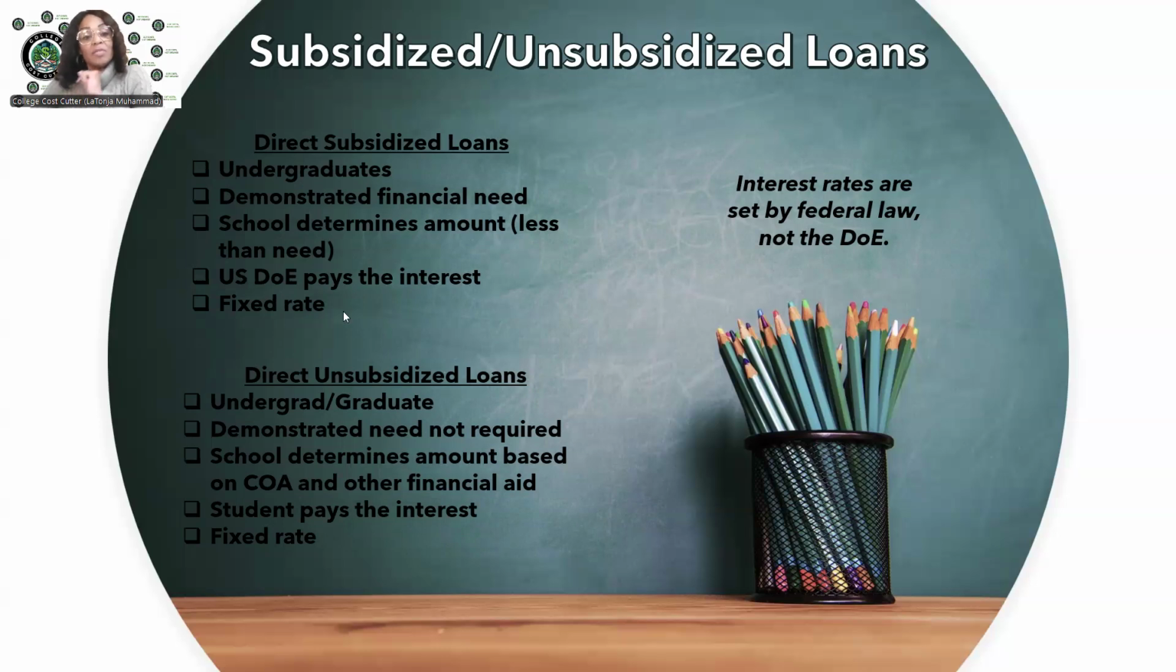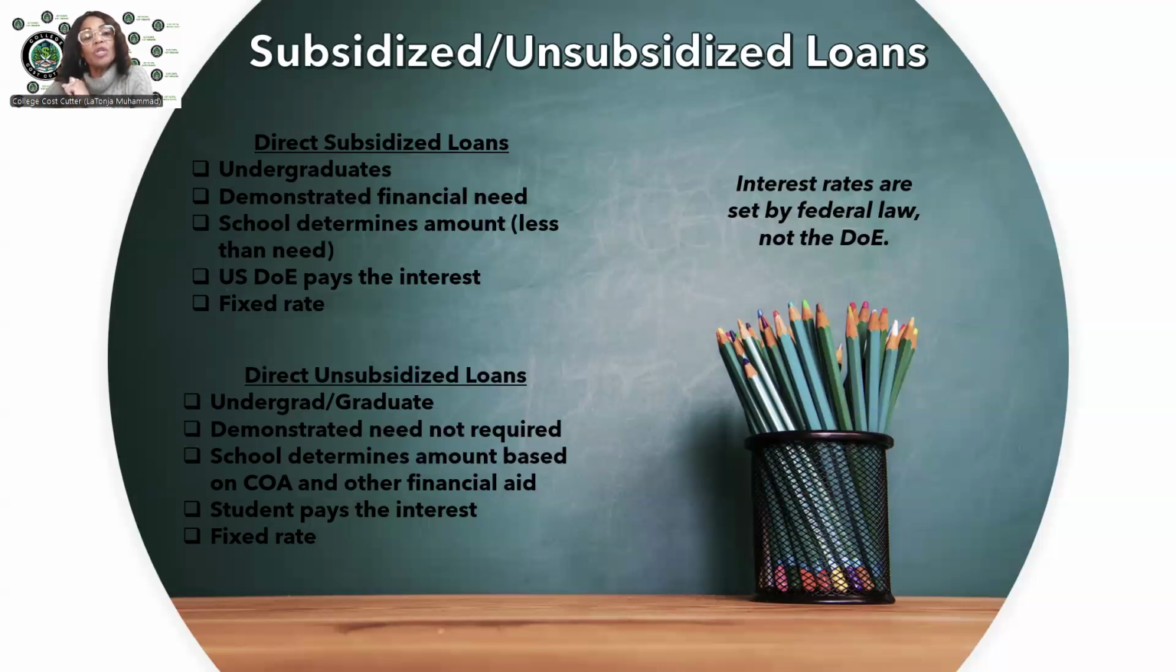Now, the unsubsidized loans are for undergraduate or graduate students. Demonstrated need is not required. The school still determines the amount based on the cost of attendance and any other financial aid that they have received. But the big difference is that the students have to pay the interest as it accrues.